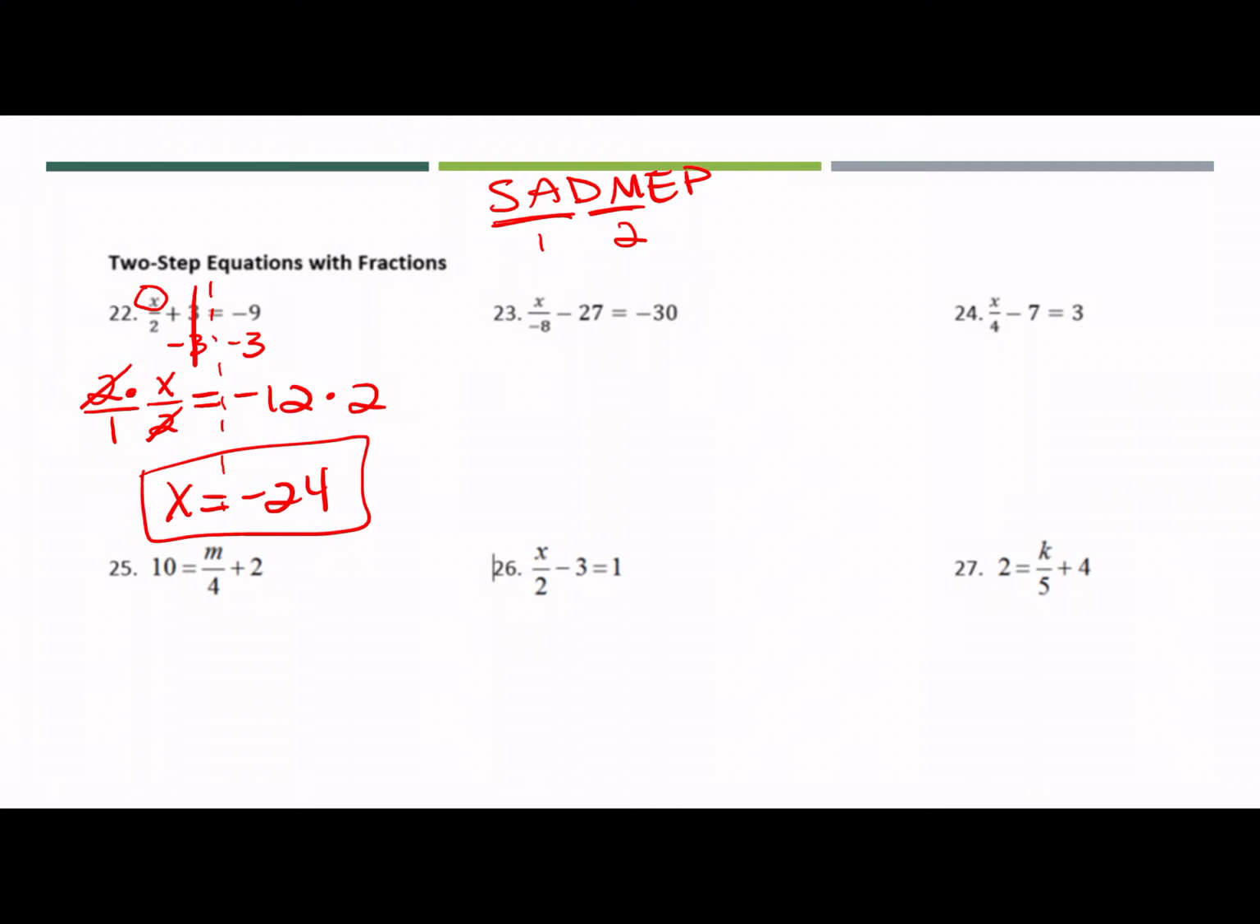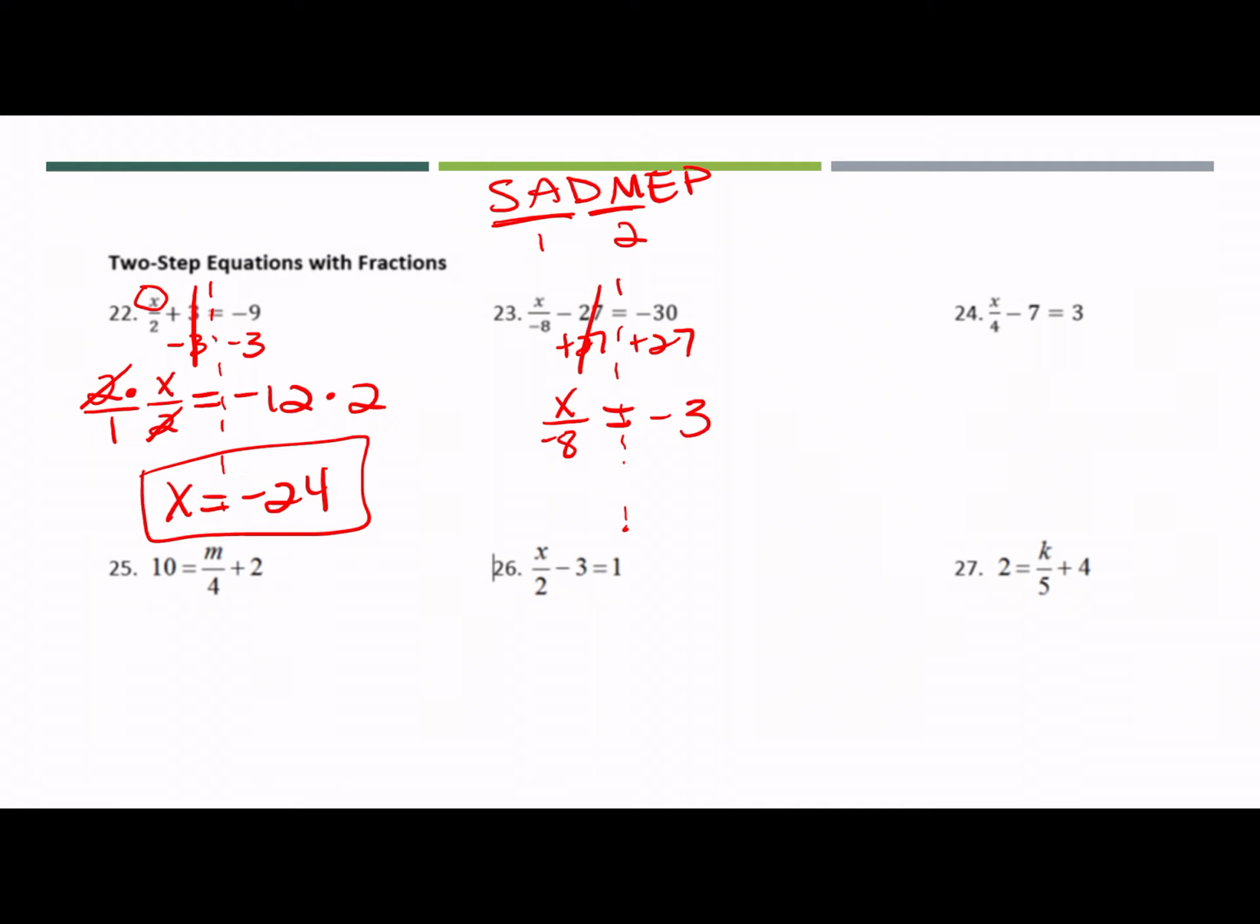So let's just do one more together. Number 23, again, draw your line. We want to get rid of our addition or subtraction first, so we're going to add 27 to both sides, because negative 27 plus 27 cancels out and gives me 0. So on the left, I have x over negative 8, and then I have negative 30 plus 27, which is just negative 3.